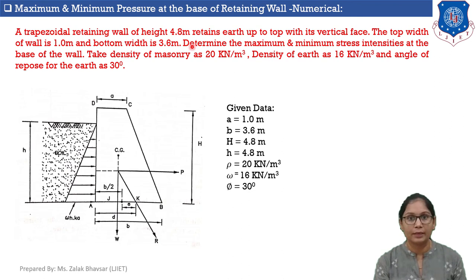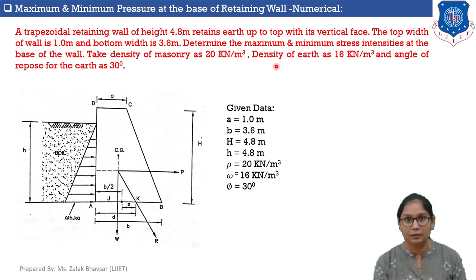We need to determine the maximum and minimum stress intensities at the base of the wall. So we need to calculate sigma maximum and sigma minimum. Take density of masonry as 20 kilonewton per meter cube. So here rho is given and rho is equal to 20 kilonewton per meter cube.